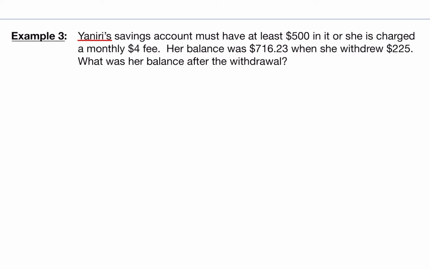Okay, so we're told that her balance was $716.23 and she withdrew $225. Okay, and so if we subtract the $225 from the $716.23, we find that her account balance drops down to $491.23.